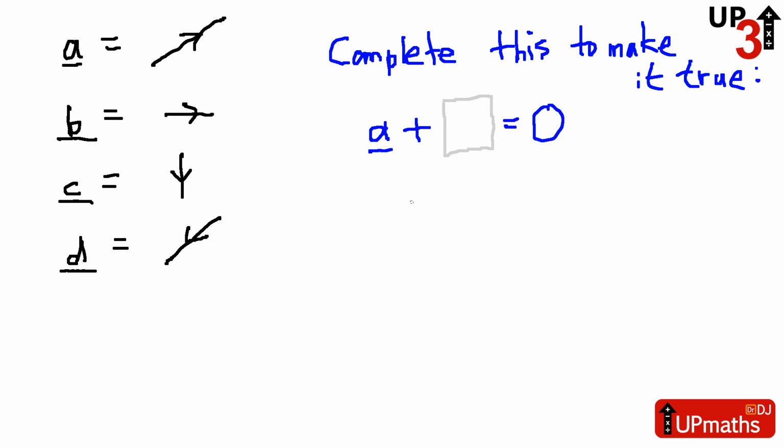What would we add to A to make 0? Answer, we'd add D, because they go in opposite directions. So if you start here, that's A, and then that's B, which means you just ended up back where you started.